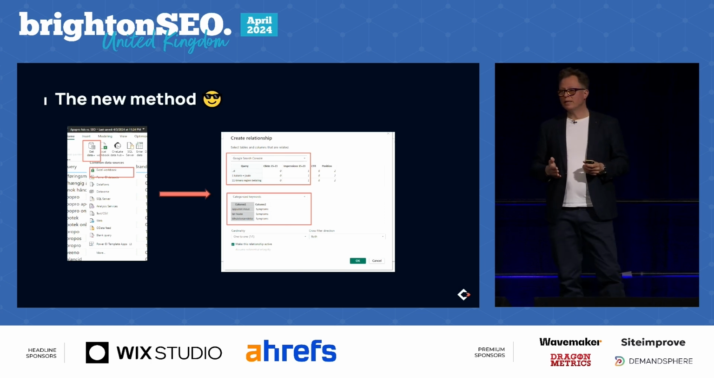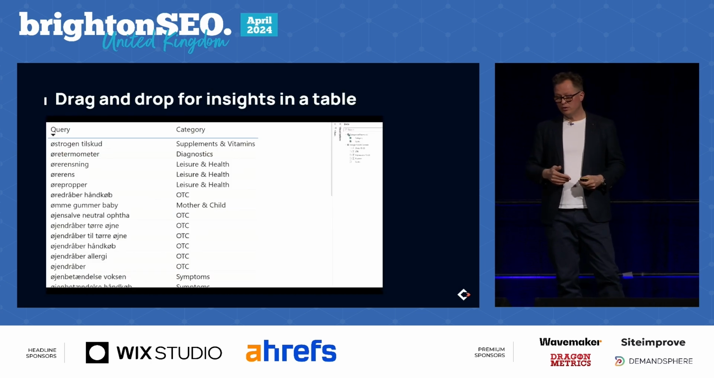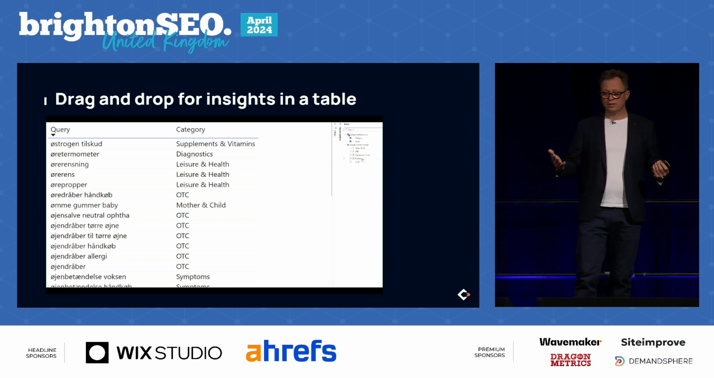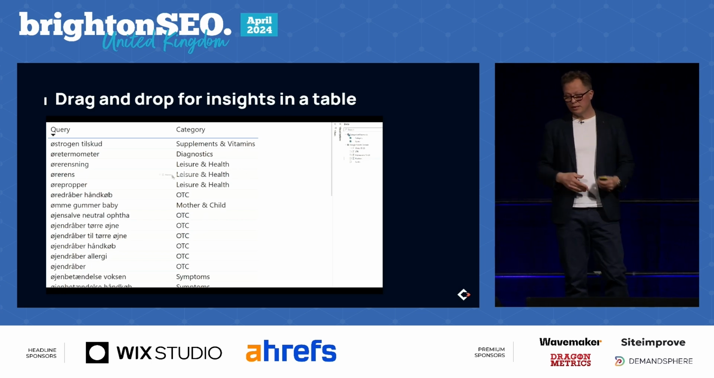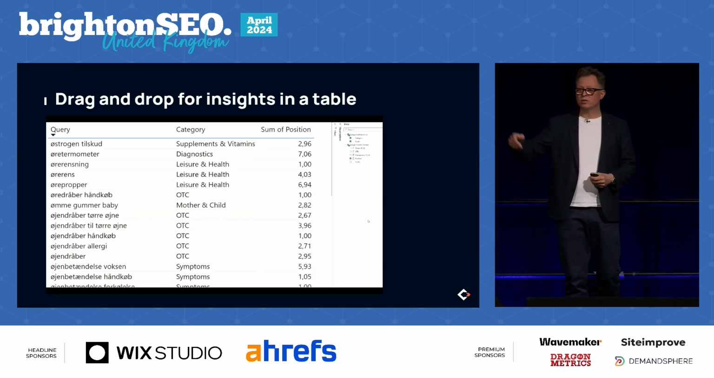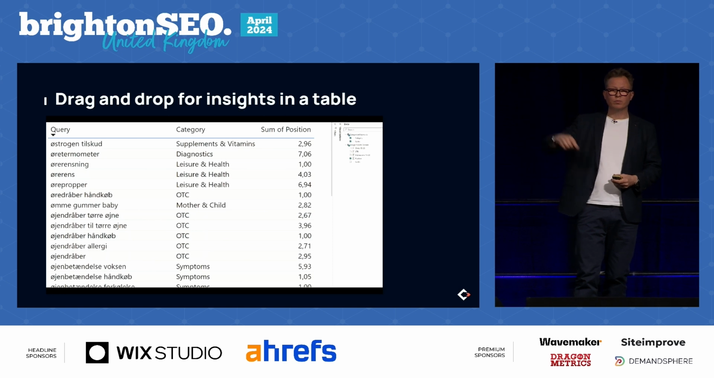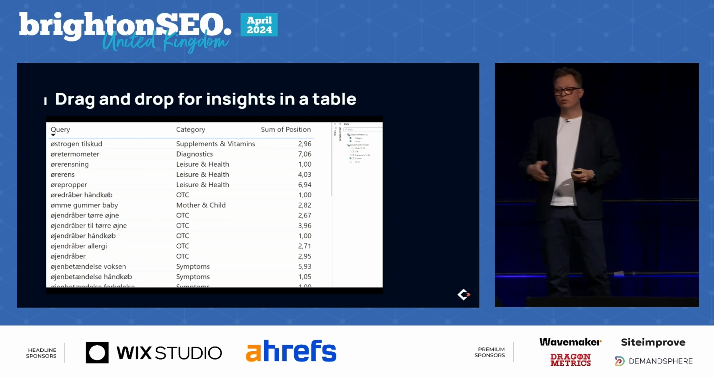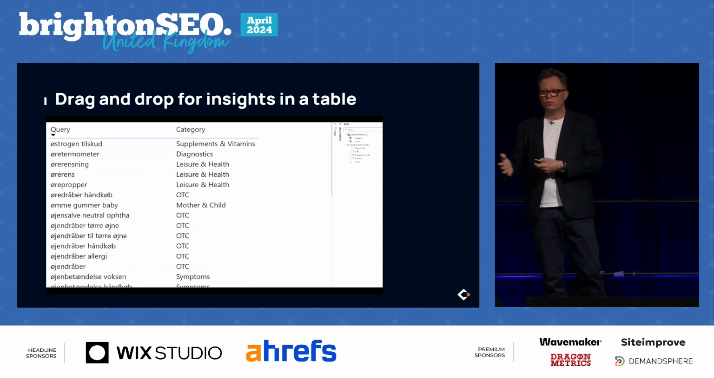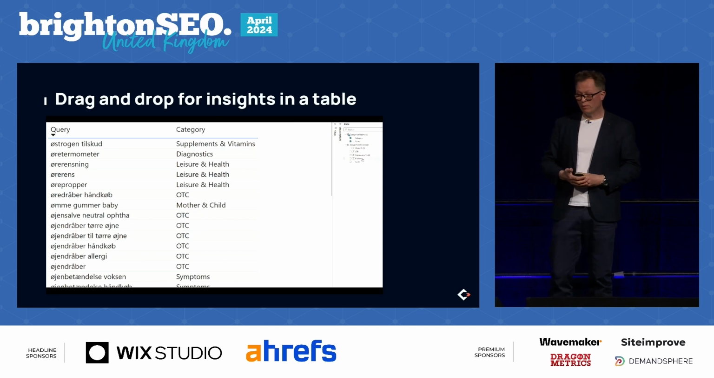So when I have combined my different data sets, I can actually just do drag and drop for insights. So this is a data set from before, and I can just drag and drop in my rankings from Google Search Console, for instance, or I could take any turnover data or whatever I have. It's very flexible in that.